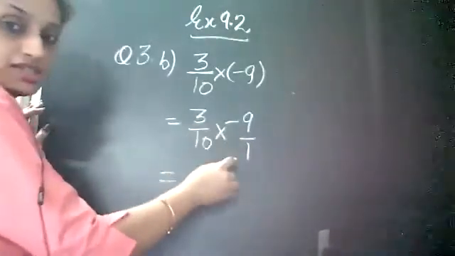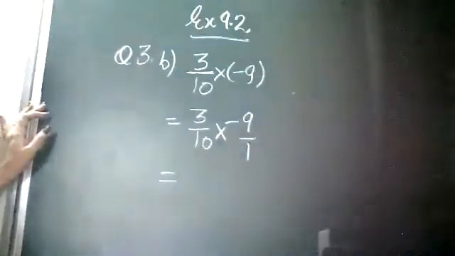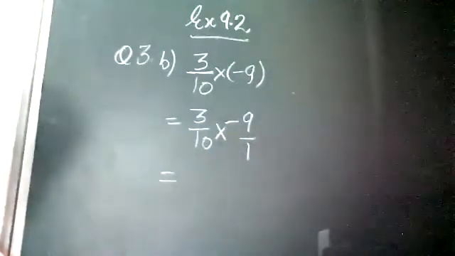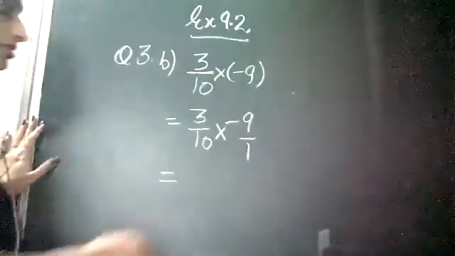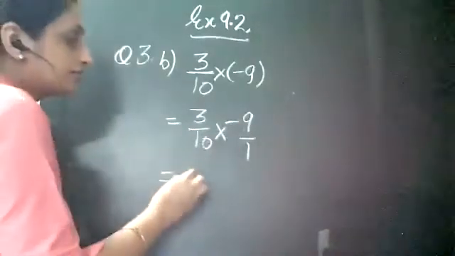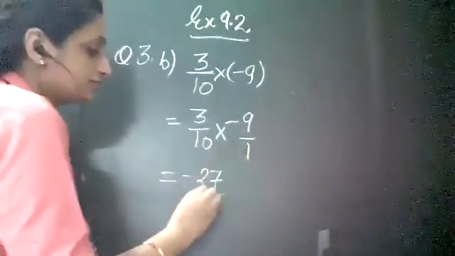Cross, are they going in the same table? Yes or no? Yes, ma'am, they're not going in the same table. So we are going to multiply the numbers. 3 nines, 9 3s are 27, minus 27. 10 ones are 10.